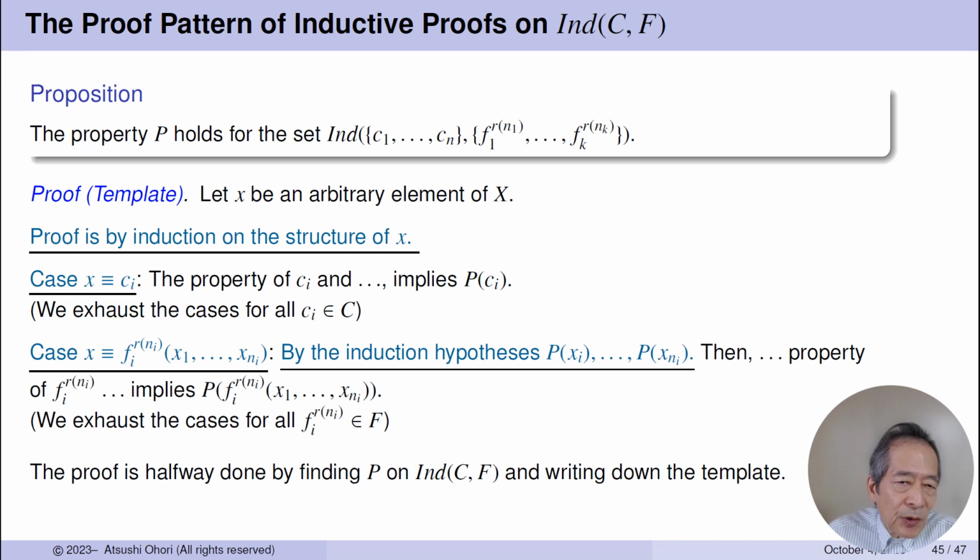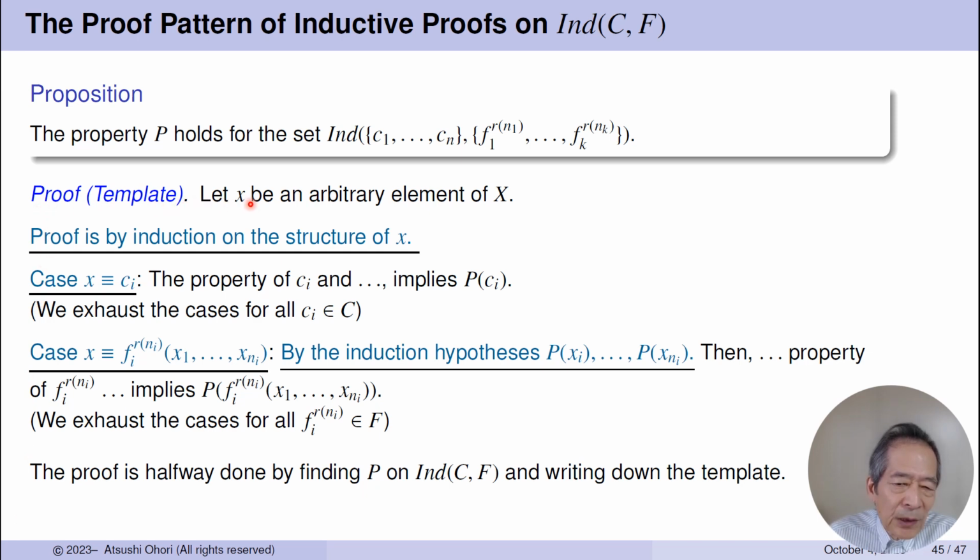So we can extract the proof pattern from the previous simple proof. This is the proof pattern of inductive proof on this inductive closure. I abstractly write a typical proposition. The proposition looks like this: the property P holds for the set, and this set is the inductive closure generated by these constants and the constructors. And for the proof, you have a proof of this shape. This is a proof template.